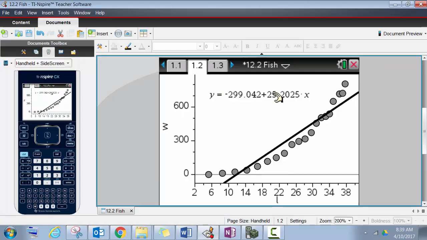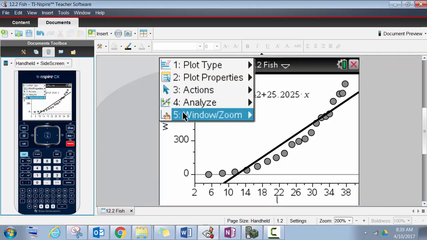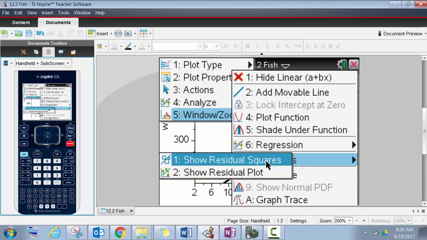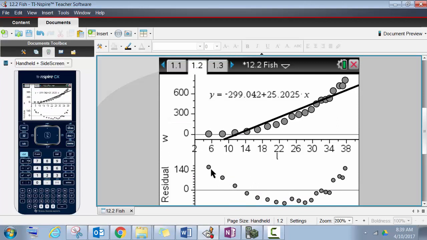Now here, once you do your linear regression, click on Analyze, Regression, or Residuals, and show residual plot. And we can see that there's definitely a pattern here, and there should not be in our residual plot. There's a curved pattern. You can kind of see it here as well, but it's definitely pronounced here.